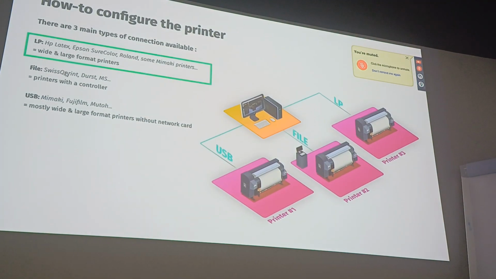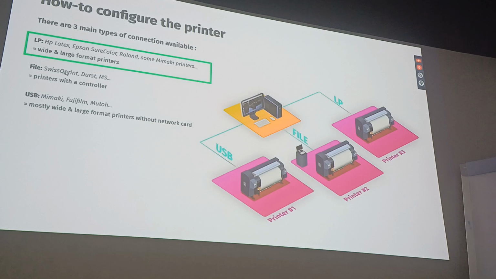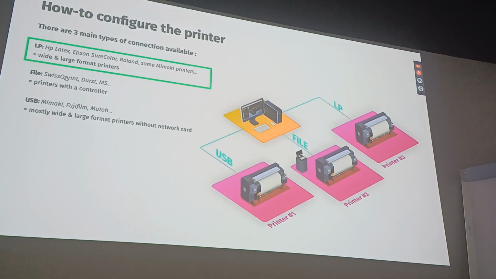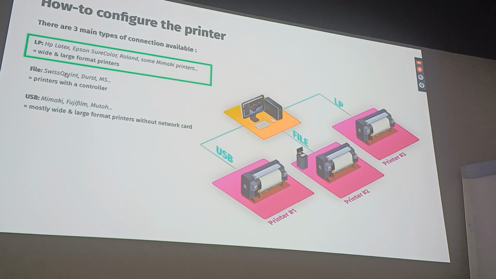This is the main type of connection for wide and large format printers such as Epson SureColor series, HP Latex, Roland Solvent printers, etc. Basically, you just need the IP address of the printer to connect it to the RIP software.